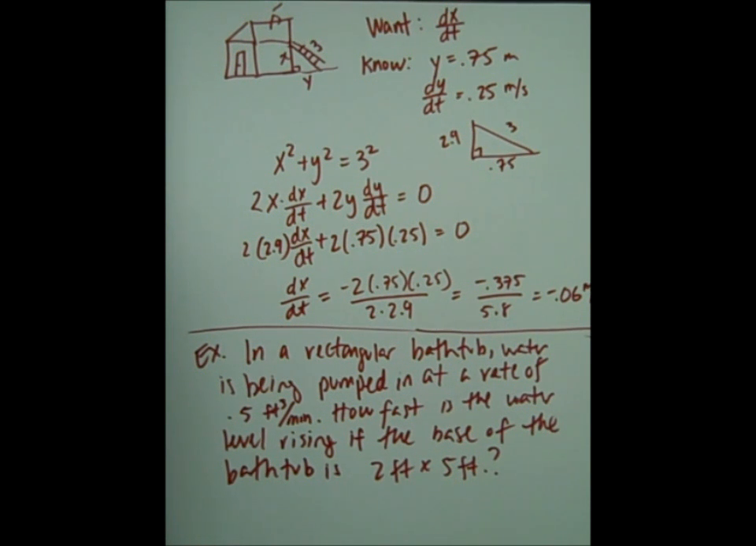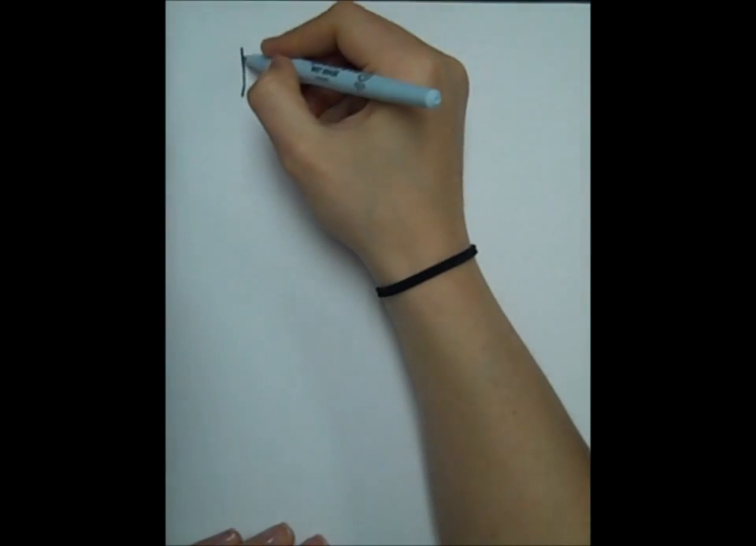Okay, so in a rectangular bathtub, water is being pumped in at a rate of 0.5 feet cubed per minute. How fast is the water level rising if the base of the bathtub is 2 by 5? So first thing I'm going to do is draw a picture of this bathtub. So I have a rectangular bathtub.